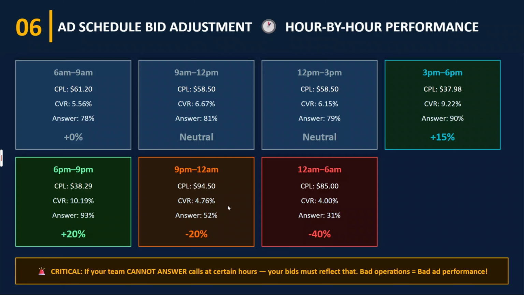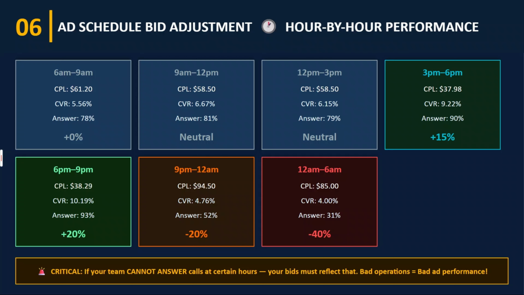And 9 p.m. to 12 a.m.: things start breaking down. Cost per lead $94, and the answer rate drops to 52%. So we cut with minus 20%. Okay, and midnight 12 a.m. to 6 a.m.: this is almost completely wasted money. Cost per lead $85, answer rate only 31%, and cut by 40%. So I just pause there completely during these hours, or minus 40%.